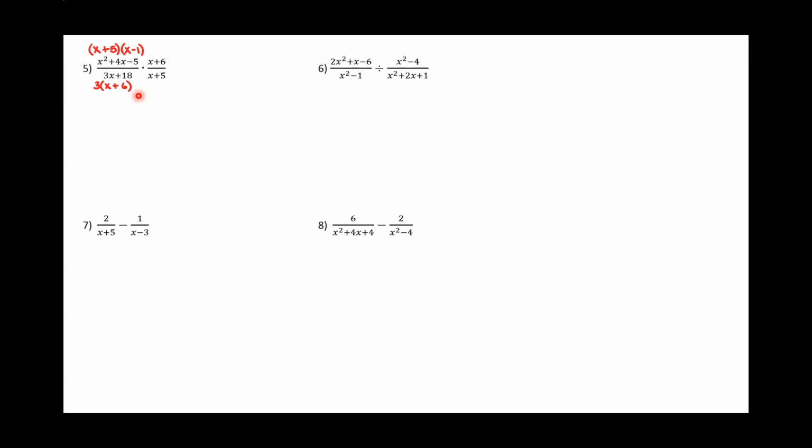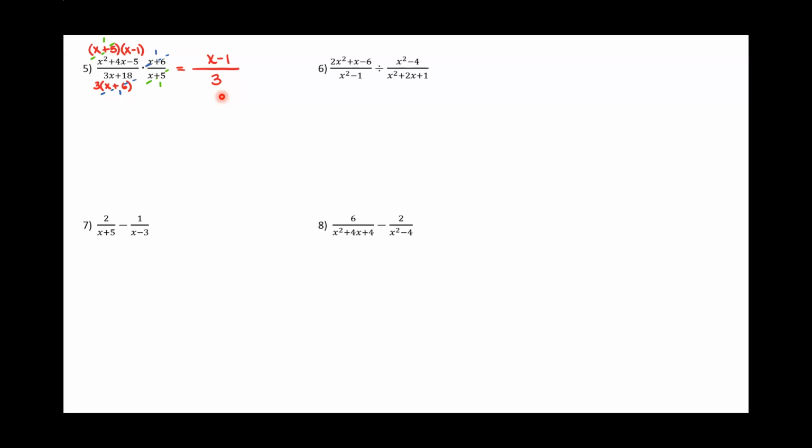So you'll notice that diagonally, our x plus 6 will cancel with our x plus 6, and our x plus 5 will cancel with our x plus 5. So what we would have left would be 1 times x minus 1 times 1, so x minus 1 in the numerator, and then in the denominator 3 times 1 would just give us 3.